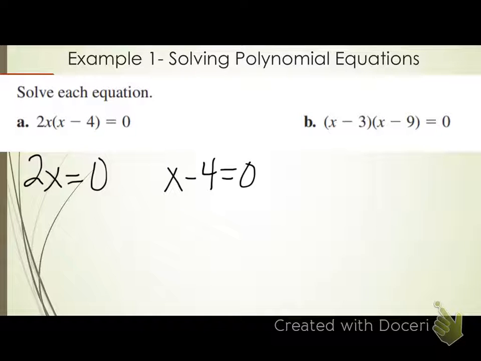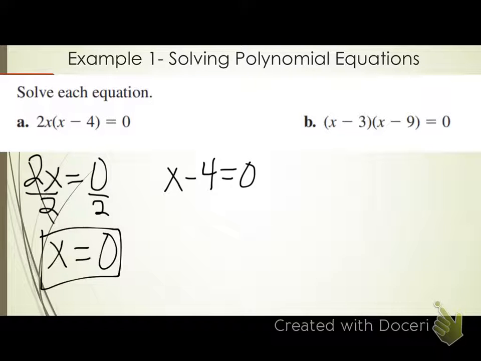Now I've got two equations here. I'm going to solve both of these for x. So here, for 2x equals 0, how would I get x by itself? Divide by 2. x equals, what's 0 divided by 2? 0. There's one of my answers.